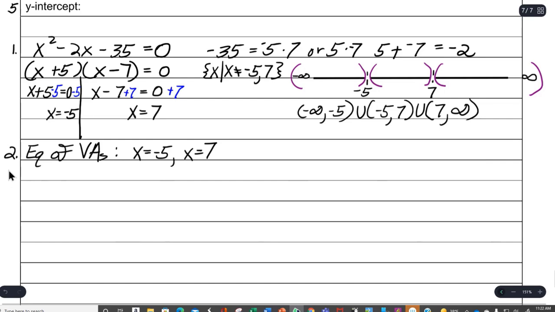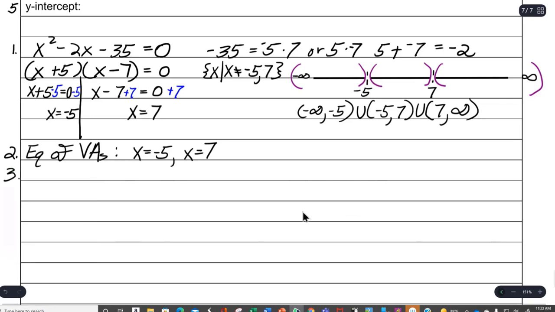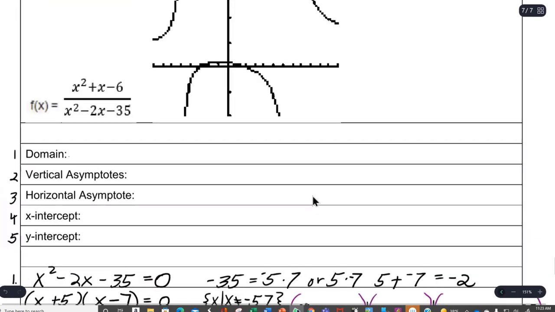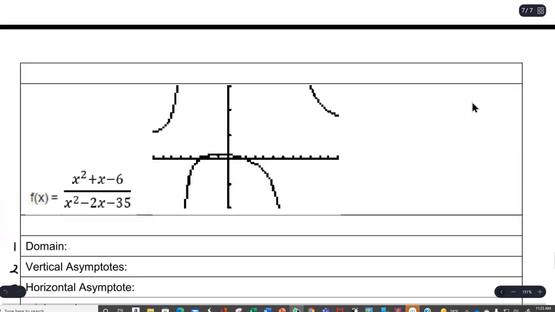Now three, the horizontal asymptote, right? Oh, now here I am rushing through. I don't want to do that. Negative 1, negative 2, negative 3, negative 4, negative 5. Okay.